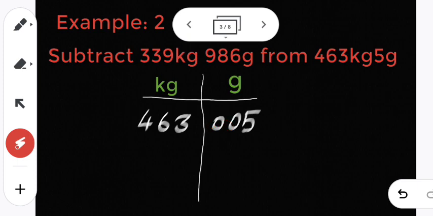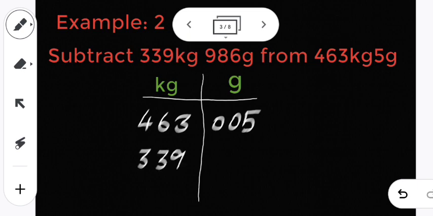Okay, now next we have the smaller one, 339 kilogram 986 gram. So 339 we will arrange in kilogram, 339, and 986 gram.